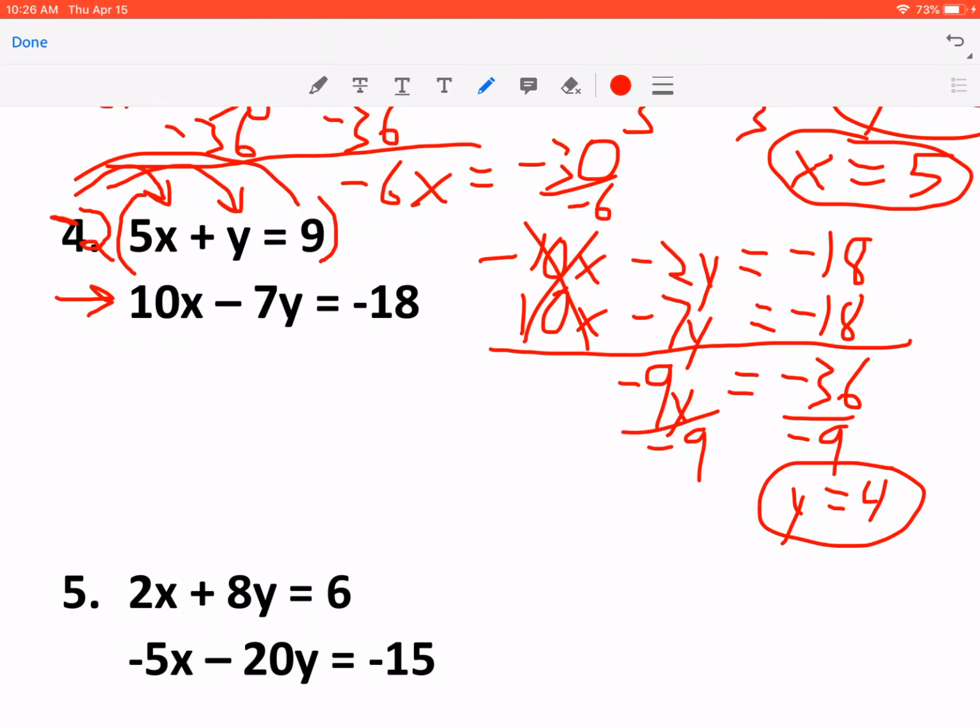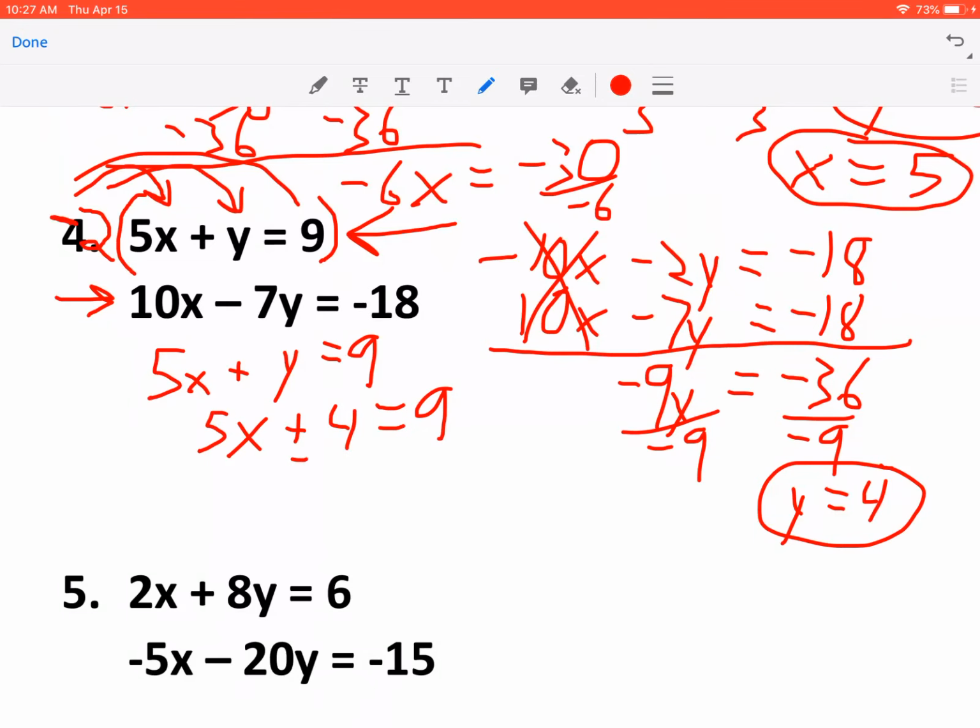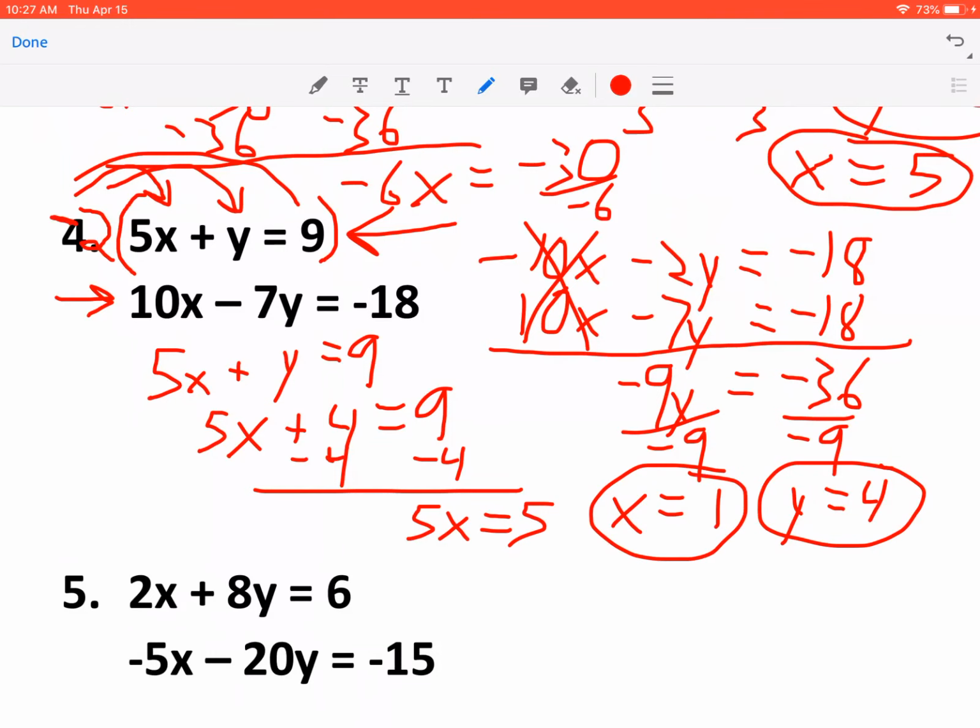And again, if y is equal to 4, I would probably plug it into the top one. Less work. So I got 5x plus y equals 9, with y equal to 4. And then again, what are you going to do? Subtract 4 from both sides. 5x equals 5, which means x equals 1. So where did these two hit each other? At the coordinate (1, 4).